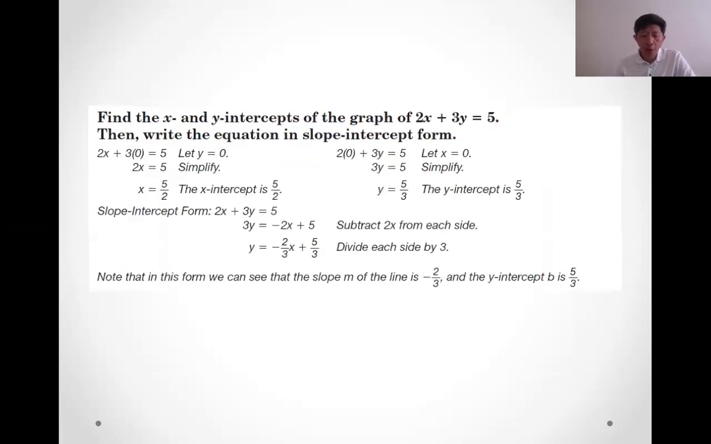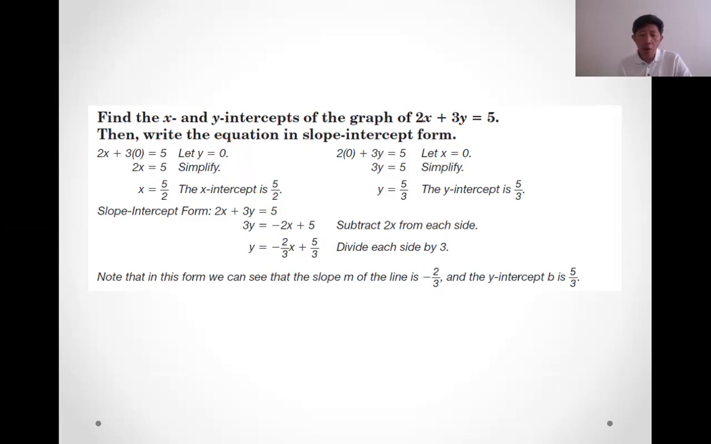So we want to find the X-intercept. We have to let Y equal 0, right? Plug that in. So we have 2x plus 3 times 0 equals 5. 3 times 0 is 0, so 2x equals 5. Then we simplify by dividing both sides by 2. Therefore x equals 5/2. So the X-intercept is 5/2, okay?